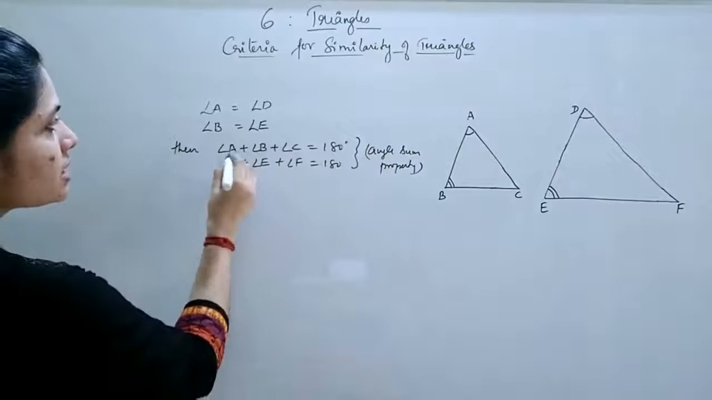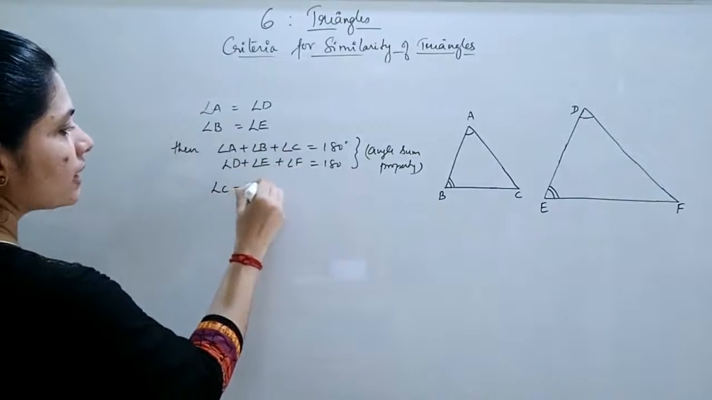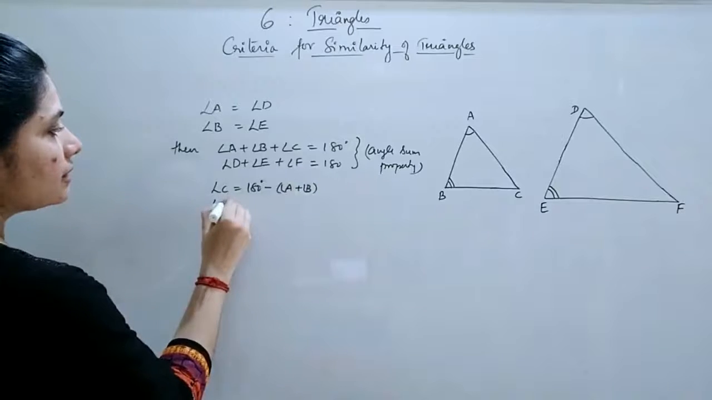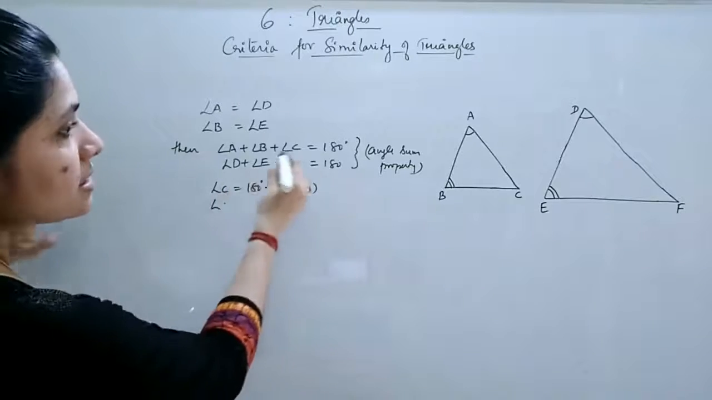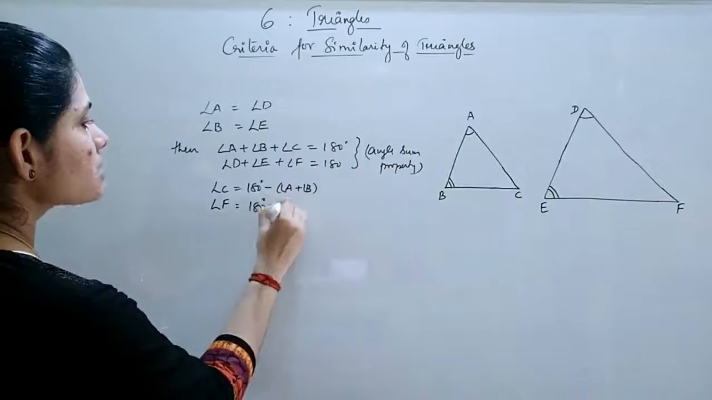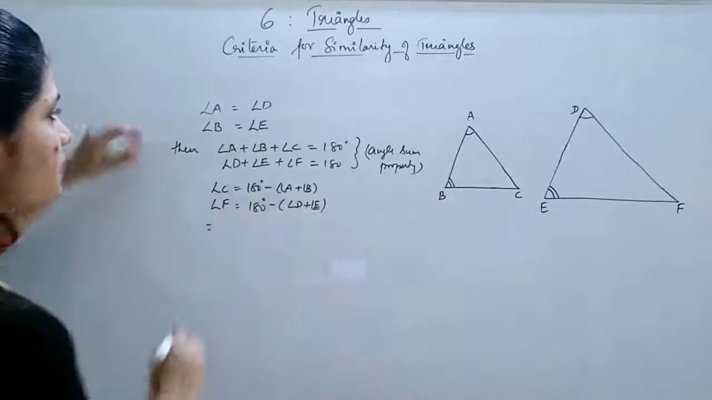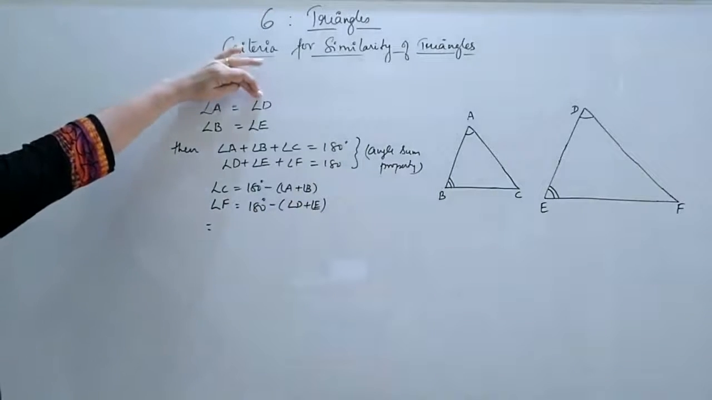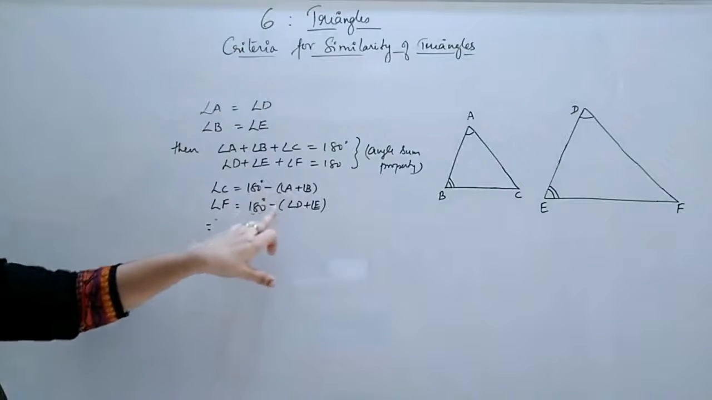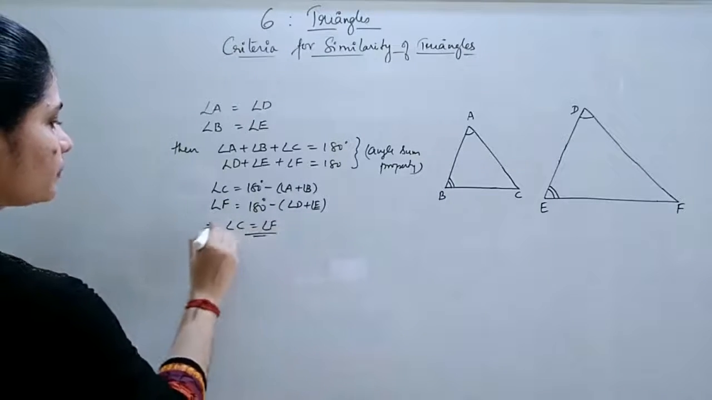So from this you can just see that angle C will be, from the first one, 180 minus of angle A plus angle B, and angle F is equal to 180 minus of angle D plus angle E. Okay, now since we have seen that angle A is equal to angle D, that means these two are equal. So 180 minus of that will be equal. So you can say that angle C is equal to angle F also.